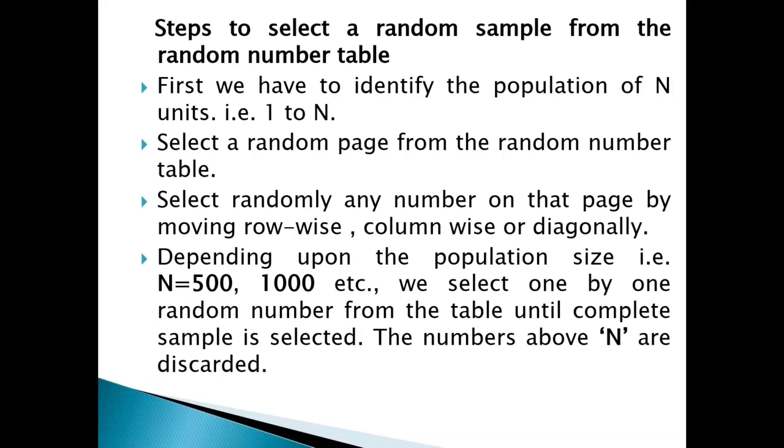And the last line here says that the numbers above capital N are discarded. That means if the population is 500, and we are getting random numbers 501, 502, 503, those will be discarded. That will be omitted, because we don't have the sampling frame of 501, 502, 503. We have only a sampling frame of 500. From that population of 500, we have to draw a sample of either 15, 20, 30, like this. Okay, but we cannot go beyond the population size.